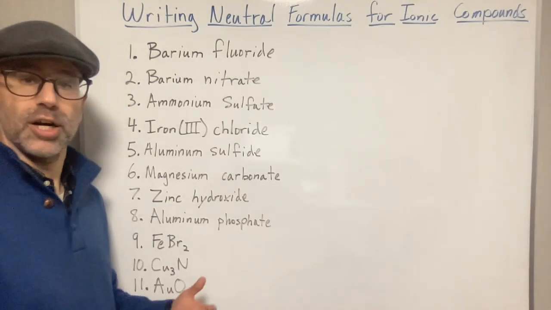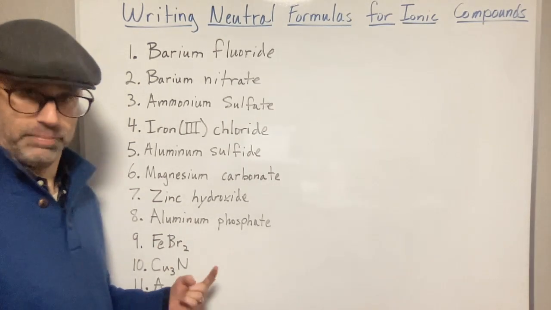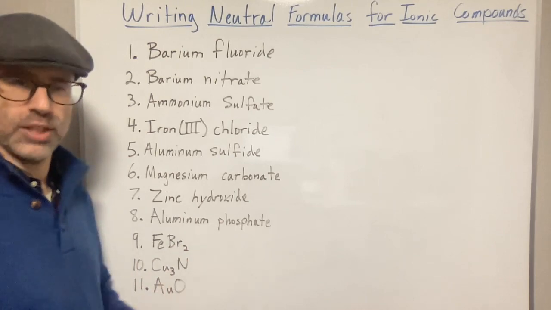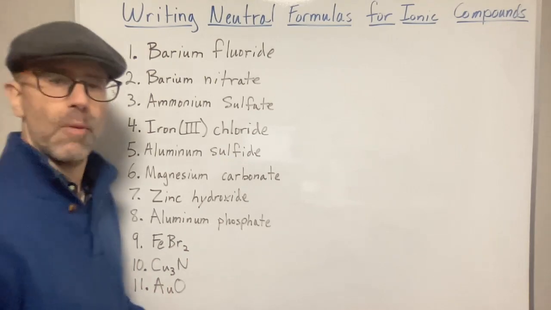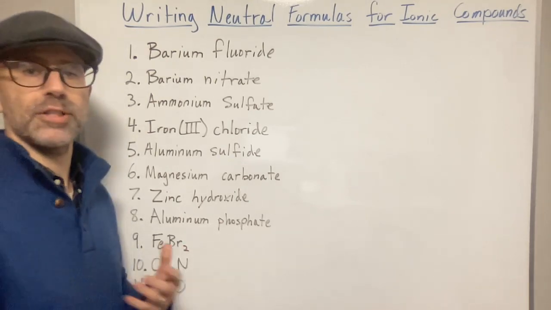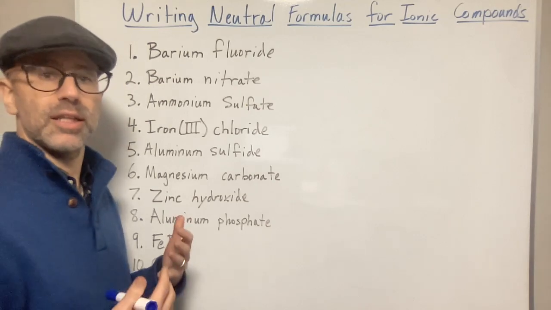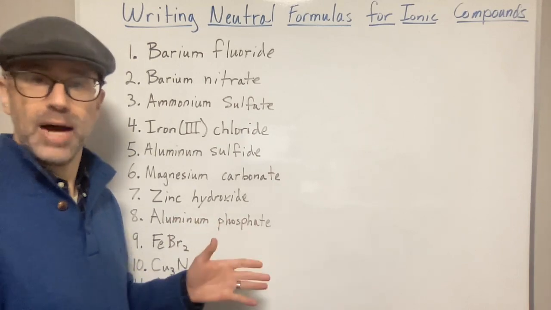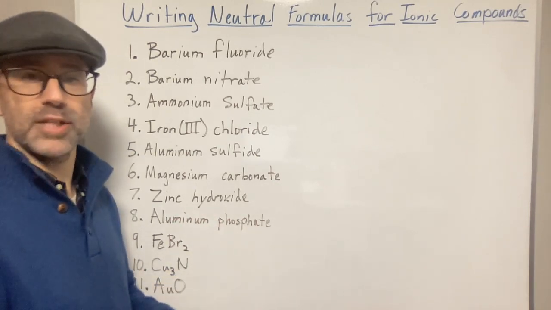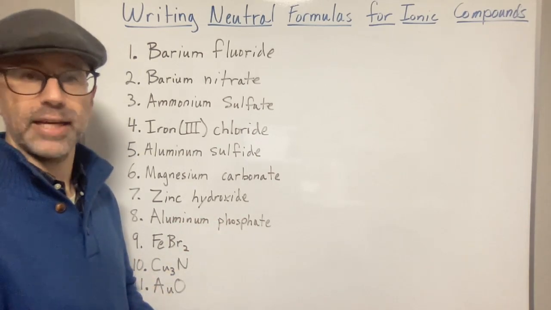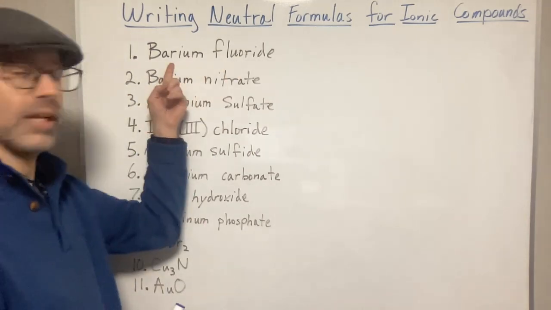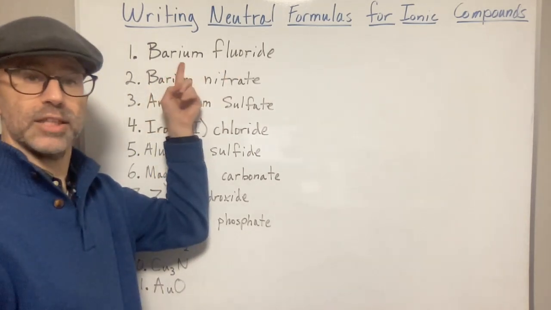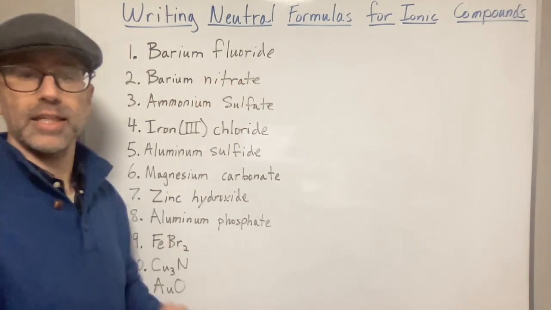And basically, you're just using the crisscross method in the opposite direction. So let's go over these examples. So barium fluoride. Again, the first step is you write out the symbols and charges of the ions. The positive ion, the cation, is written first, and the anion is written second. So just like the name. The name of the positive ion is first, the negative ion is written second.